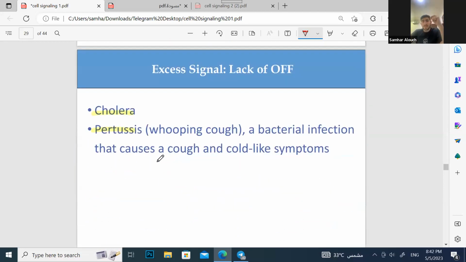We have two examples, very important: cholera and pertussis. Both of them are due to increase in activity. So we have cholera and pertussis, which is whooping cough. These two diseases are due to lack of an off signal. We can't stop, so everything is continuing till the very end. So lack of an off-stop signal causes cholera and pertussis.